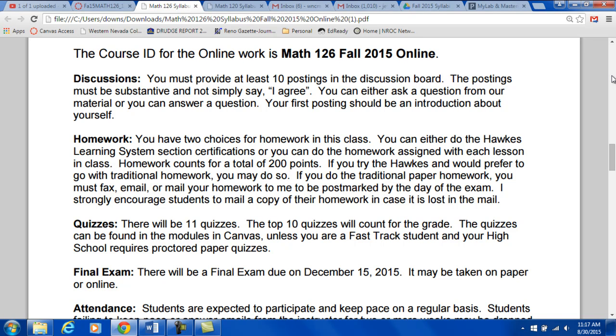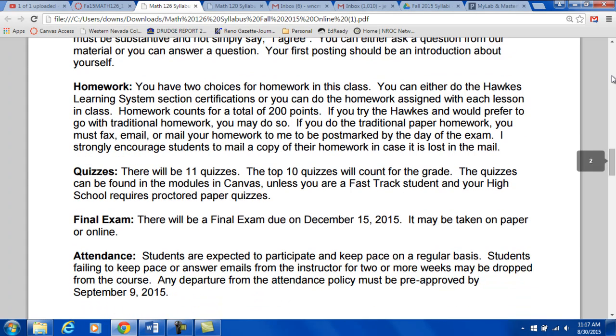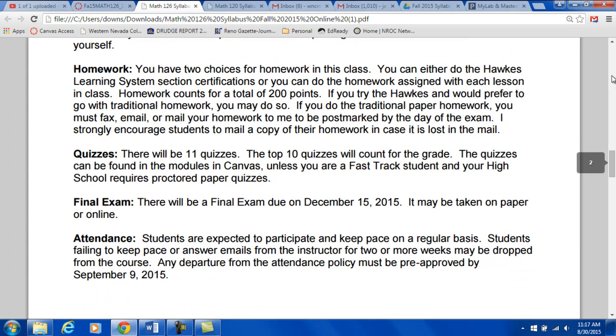Quizzes, there'll be 11 quizzes. The top 10 quizzes will count for the grade. The quizzes can be found in the modules in Canvas, unless you're a fast-track student. Your high school requires proctored paper quizzes. There'll be a final exam due on December 15th, 2015. It may be taken on paper or online. Again, I didn't put it in here, but same thing. If you are a fast-track student and your school requires proctored paper exams, you're going to take it on paper.